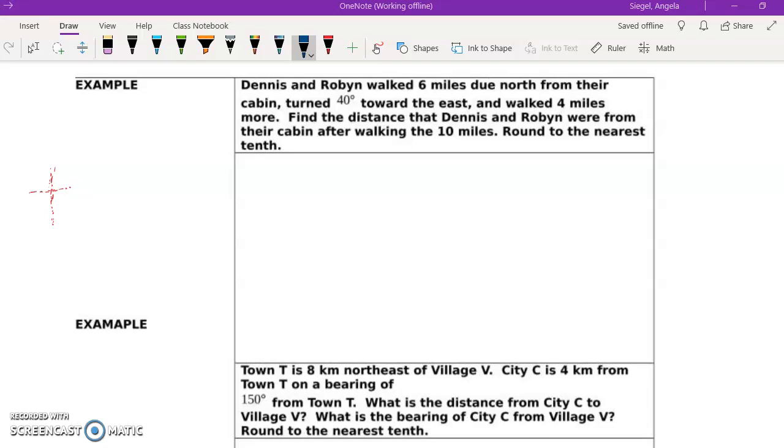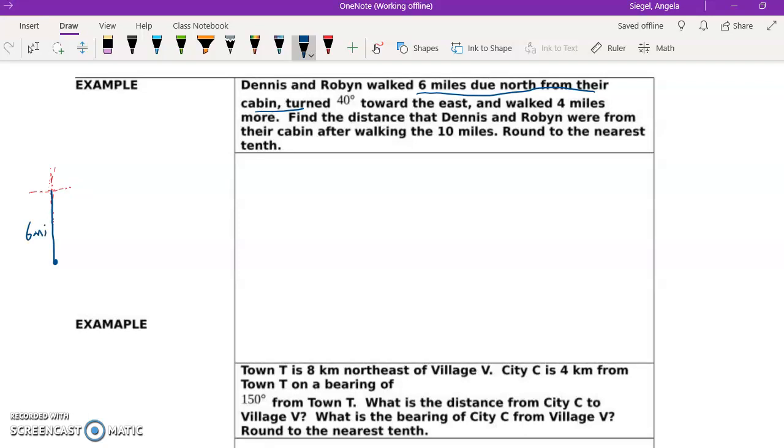Again, I'm warning you, I'm a terrible drawer, so I might have to pause this several times, but just bear with me. So Dennis and Robin walk 6 miles due north from their cabin. Okay, so we are going to walk 6 miles due north. I'm going to start down here. 6 miles due north from their cabin.